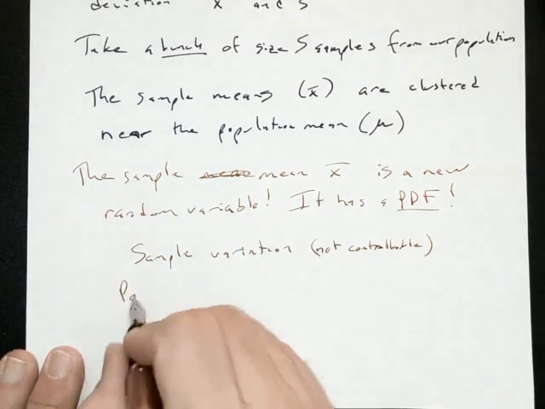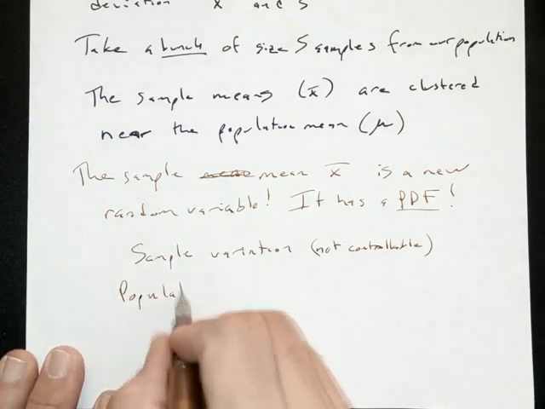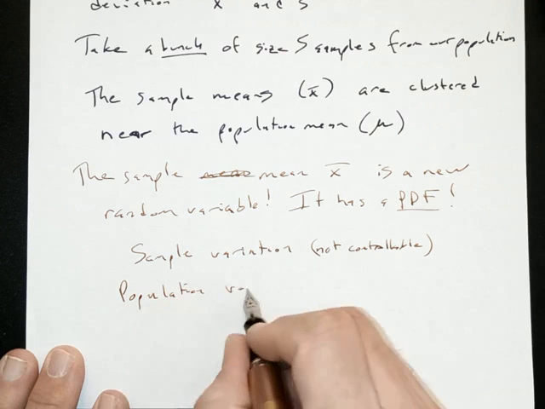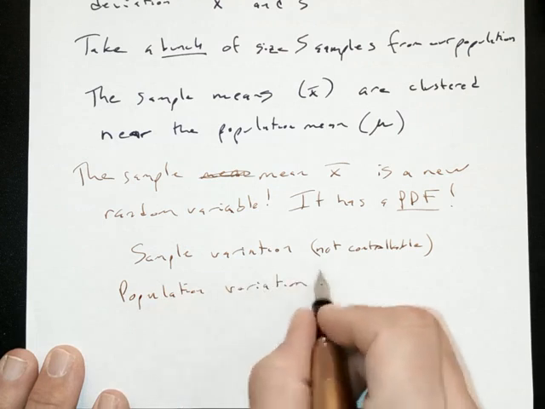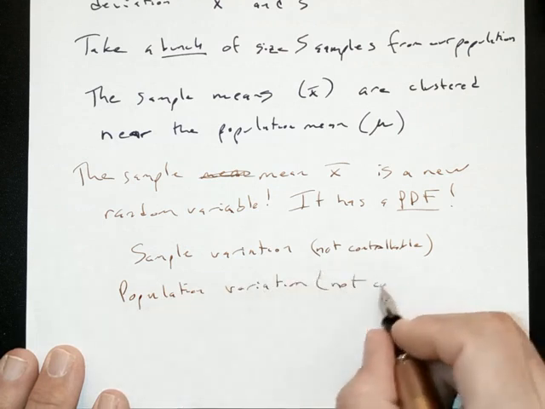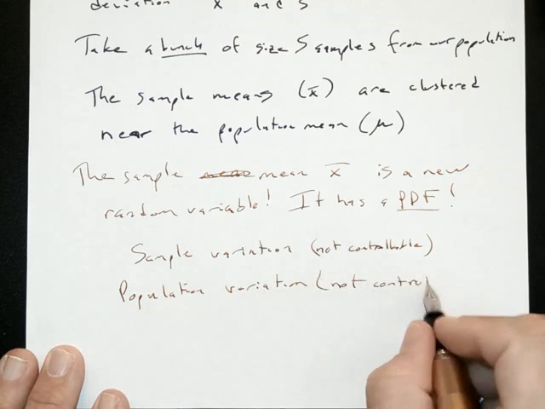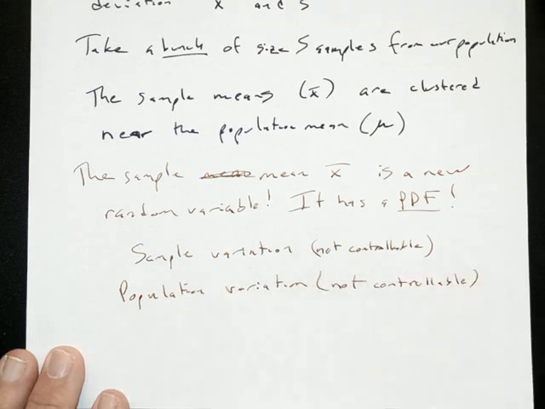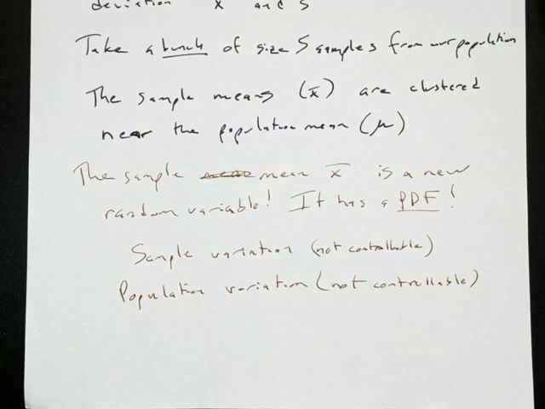Similarly, there may be variations in the population. And this is also not controllable, because maybe a lot of people studied really, really hard for the GMAT this year, and last year people were a little more lackadaisical about it.